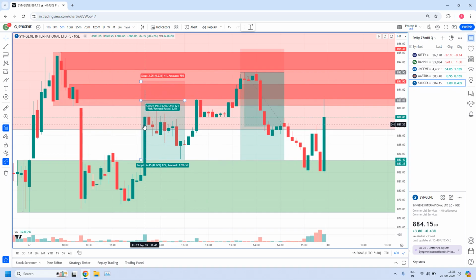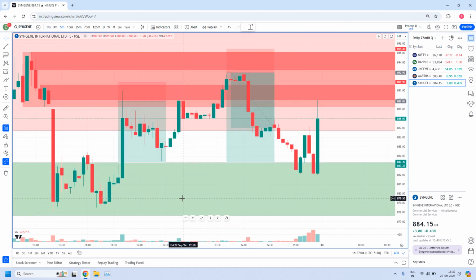And you got the entry at 11:40. See, at 10:20 the zone is created. At 11:40, that means within 1 hour 20 minutes, you got the trade opportunity from this zone. How did it push the prices? It pushed the prices till the next 15-minute zone.